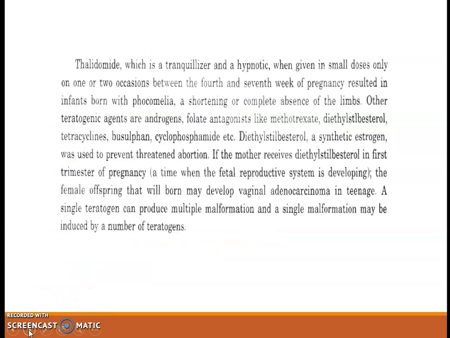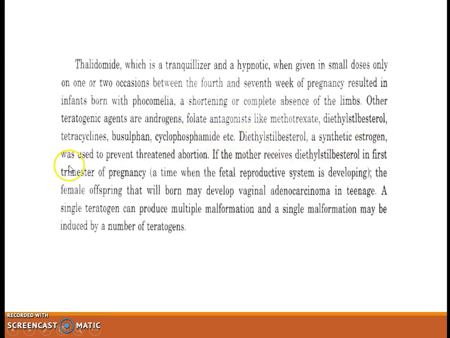Then thalidomide, which is a tranquilizer and hypnotic, when given in small dose only on one or two occasions between the 4th and 7th week of pregnancy, results in infants born with phocomelia, a shortening or complete absence of limbs. Other teratogenic agents are androgens, folate antagonists like methotrexate, diethylstilbestrol, tetracycline, busulfan, cyclophosphamide, etc.